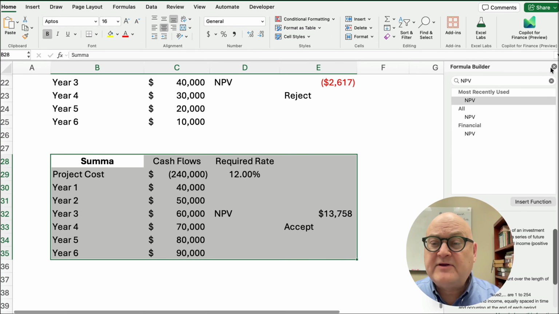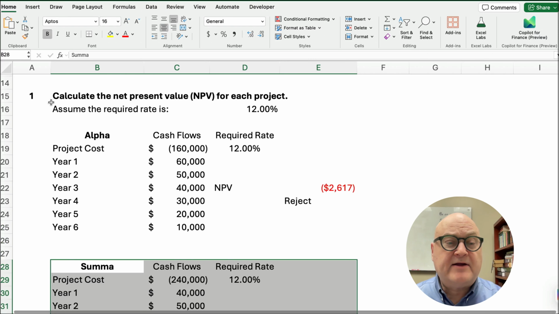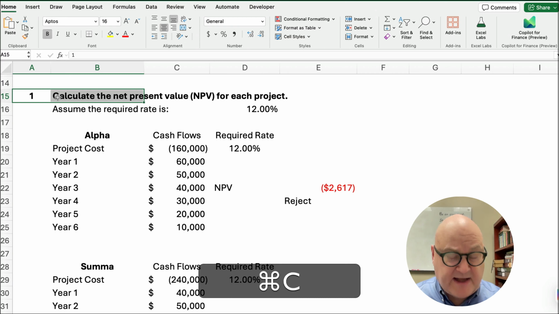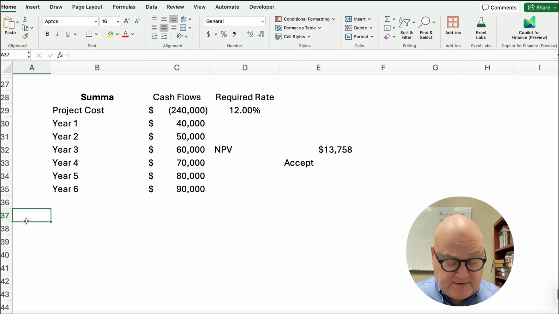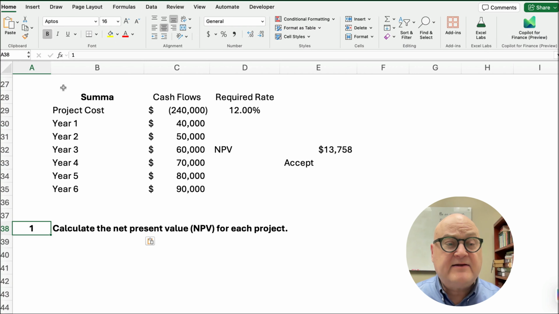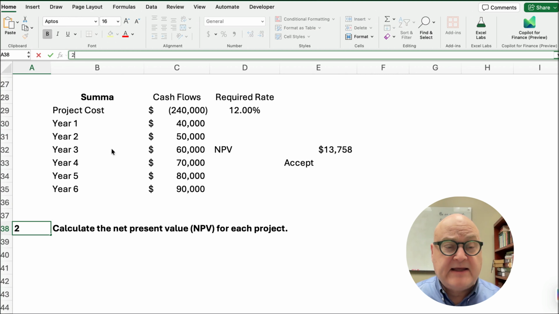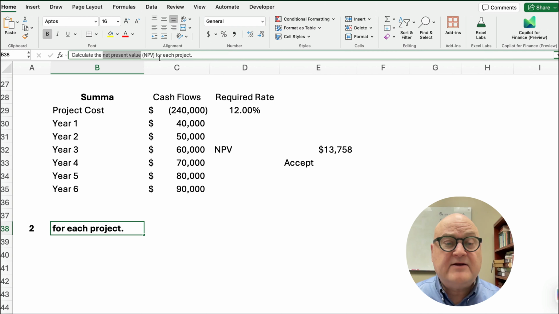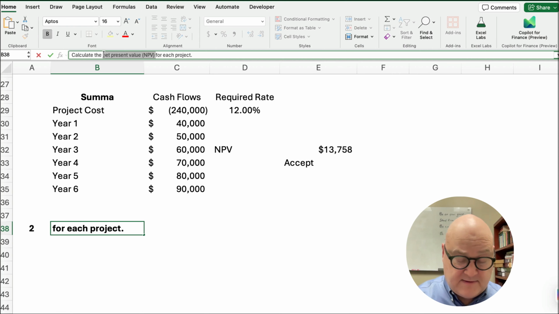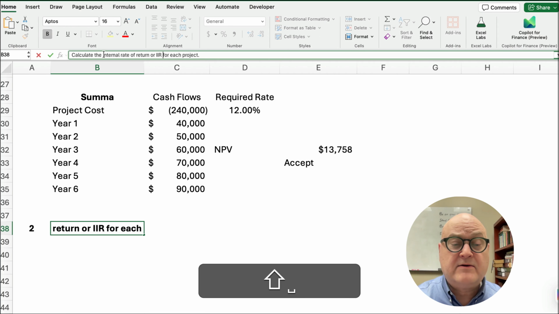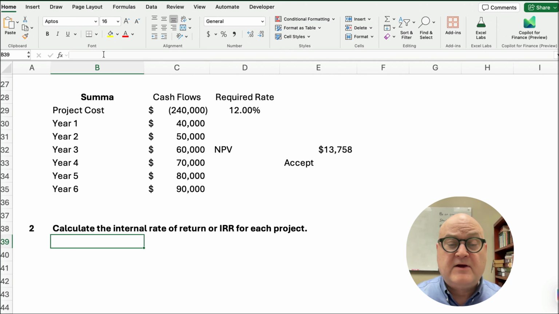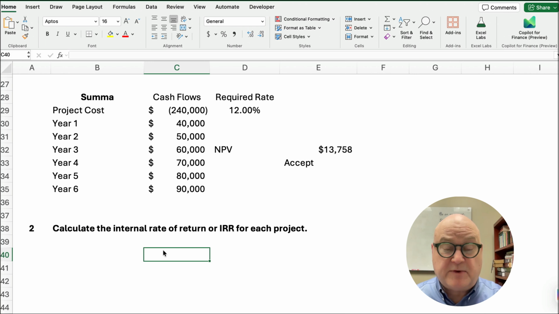All right, so the next part of this problem, I don't think I've even written it out here. Let me copy this down. So number 2 is, let's calculate, I can change this really quickly, calculate the internal rate of return, or IRR, for each project. Okay, this is even simpler on Excel.